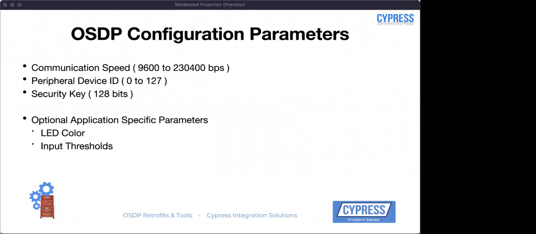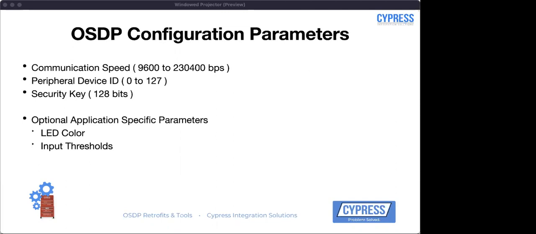Some of the configuration parameters you'll have to set on your OSDP devices: you'll have to configure the communication speed, somewhere between 9600 and 230 kilobaud, as well as your per-field device ID, somewhere between 0 and 127. So multiple devices would require individual IDs. And then your security key can go up to 128 bits.